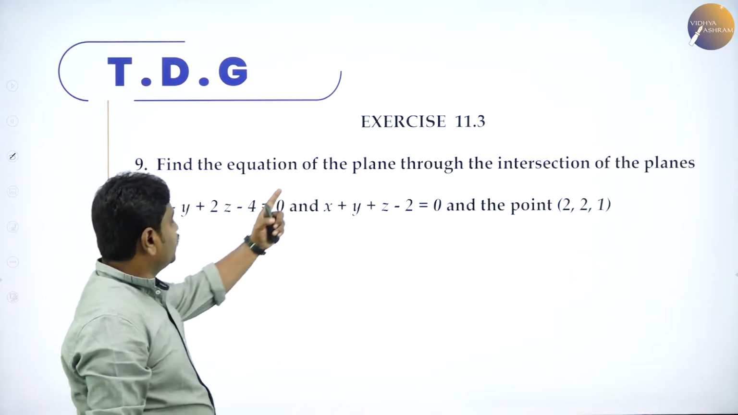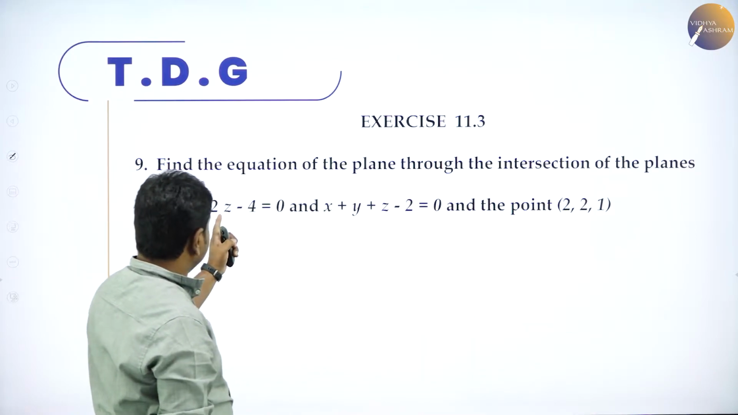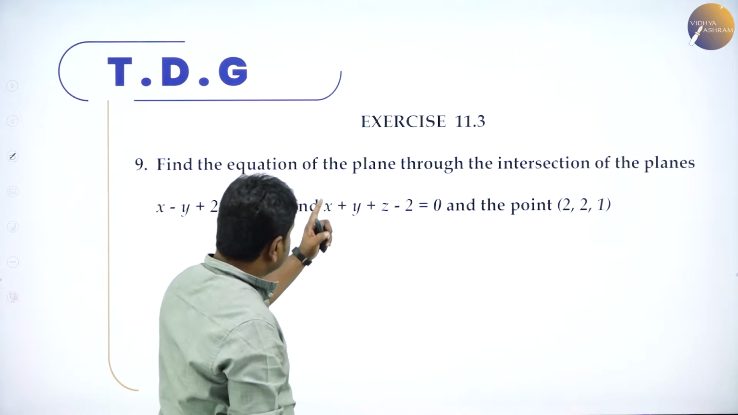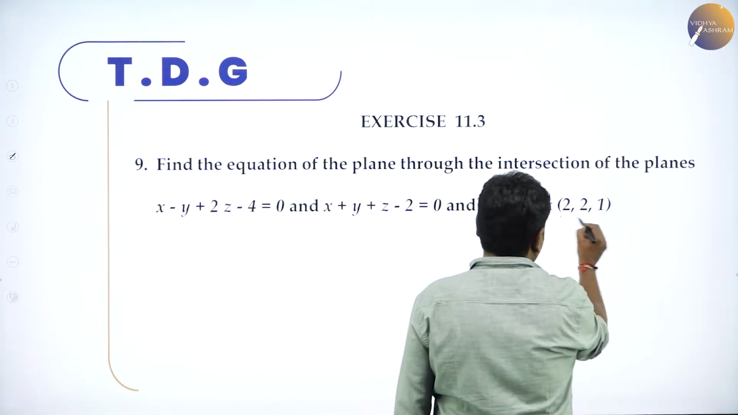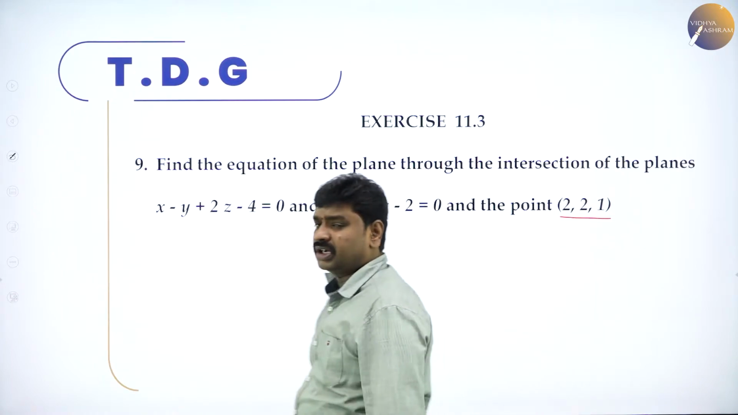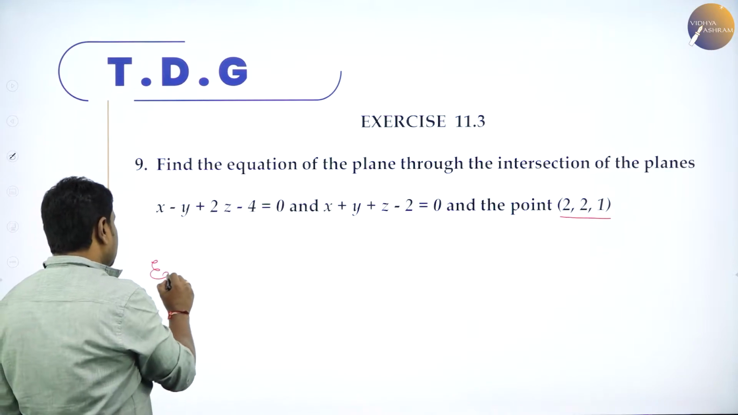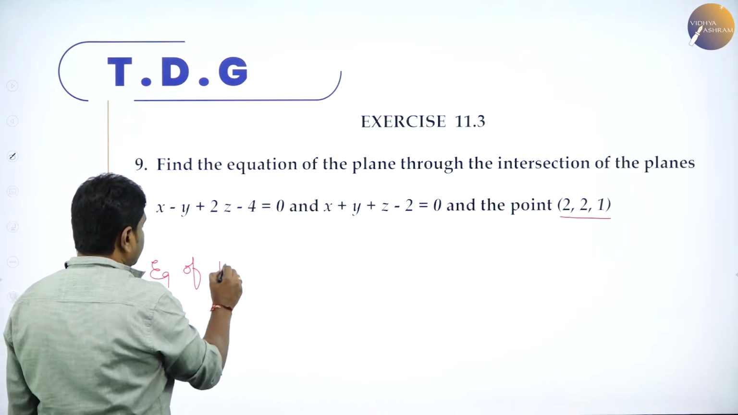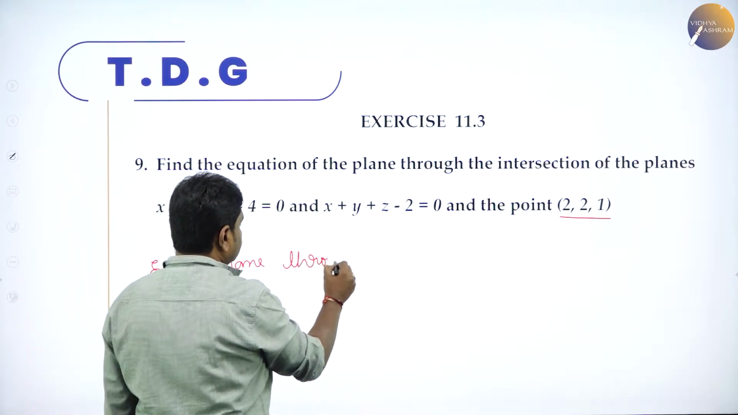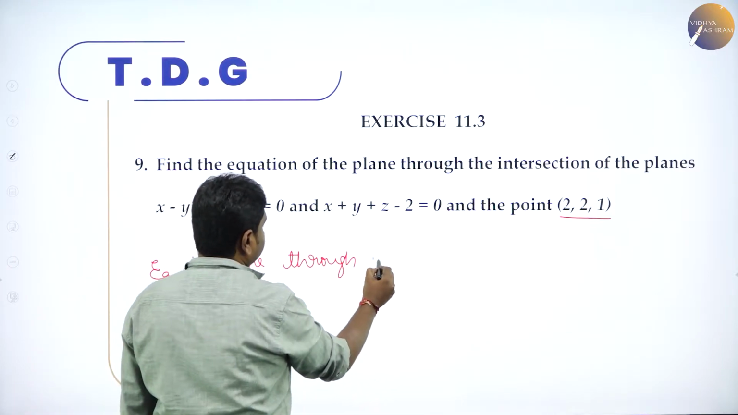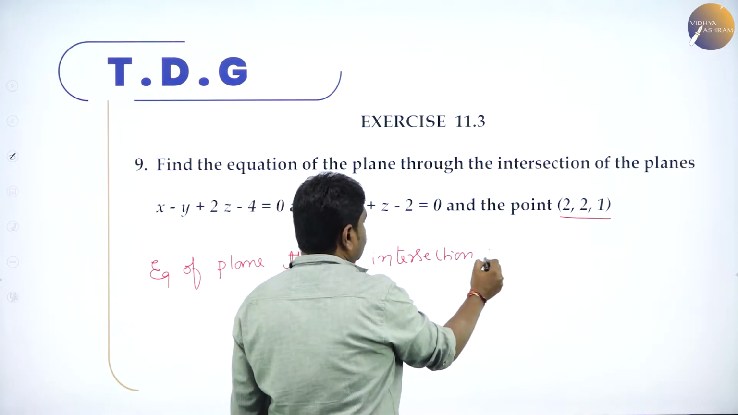Next, find the equation of plane through the intersection of the planes x minus y plus 2z minus 4 equal to 0 and x plus y plus z minus 2 equal to 0 and the point 2, 2, 1. It is passing through the point 2, 2, 1. So very important, equation of plane through intersection of two planes.